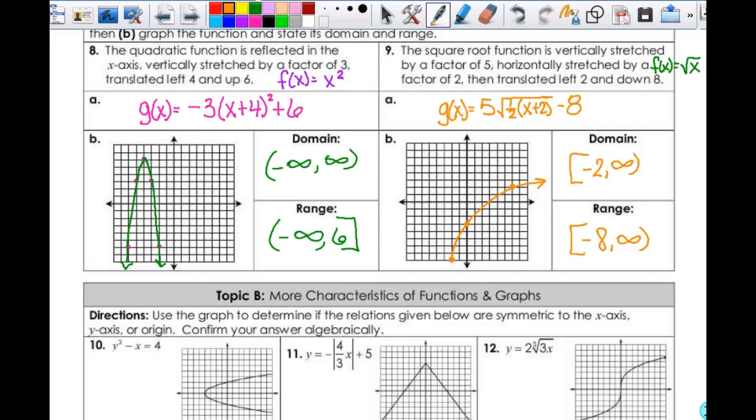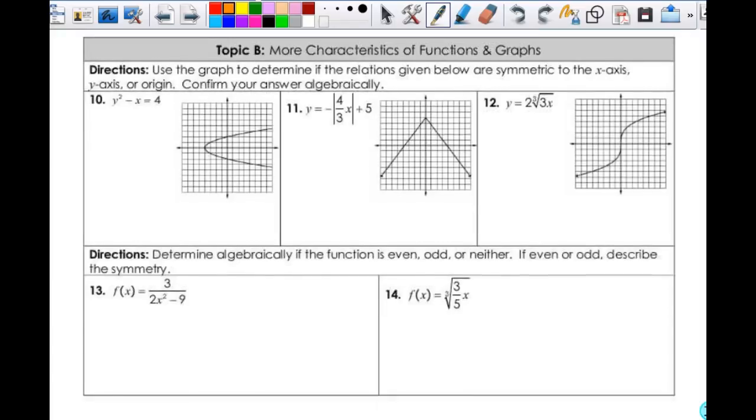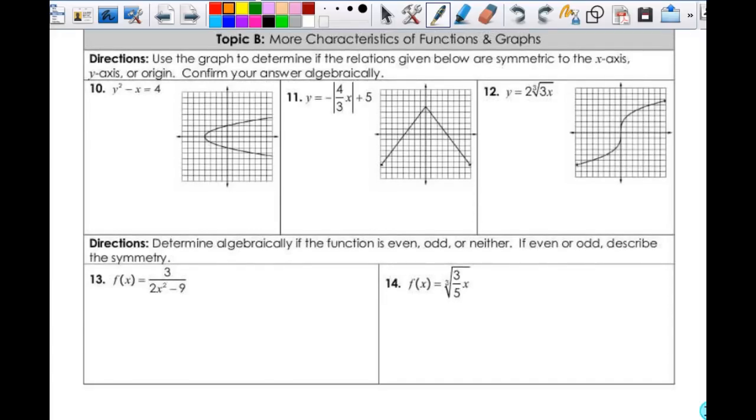Okay, more characteristics of functions and graphs. So use the graph to determine if the relations given below are symmetric to the x-axis, y-axis, or origin, and then we have to confirm our answers algebraically. Well, looks to me like number 10 is going to be symmetric with respect to the x-axis.